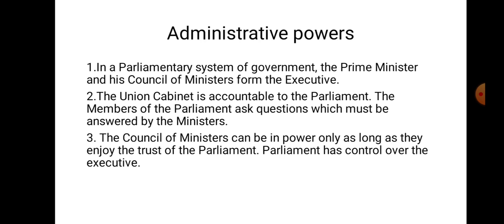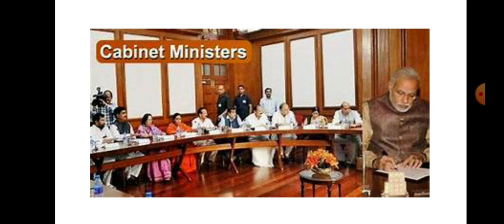Not only that particular minister goes out. Suppose the Prime Minister loses the confidence, not only does he have to go out, along with the Prime Minister, all his cabinet members, all the Council of Ministers, the entire house gets dissolved. So that means to say that Parliament has got complete control over the executive organ of the government. So here is a picture of cabinet ministers.